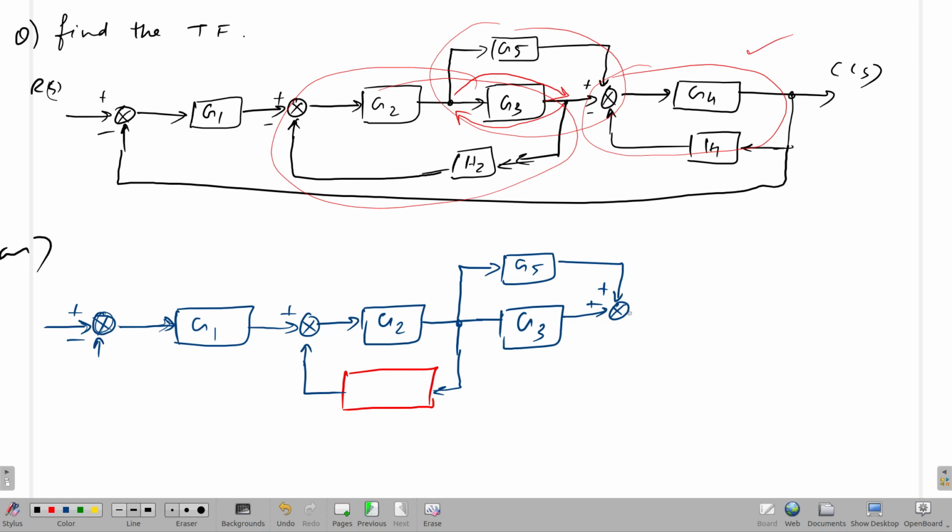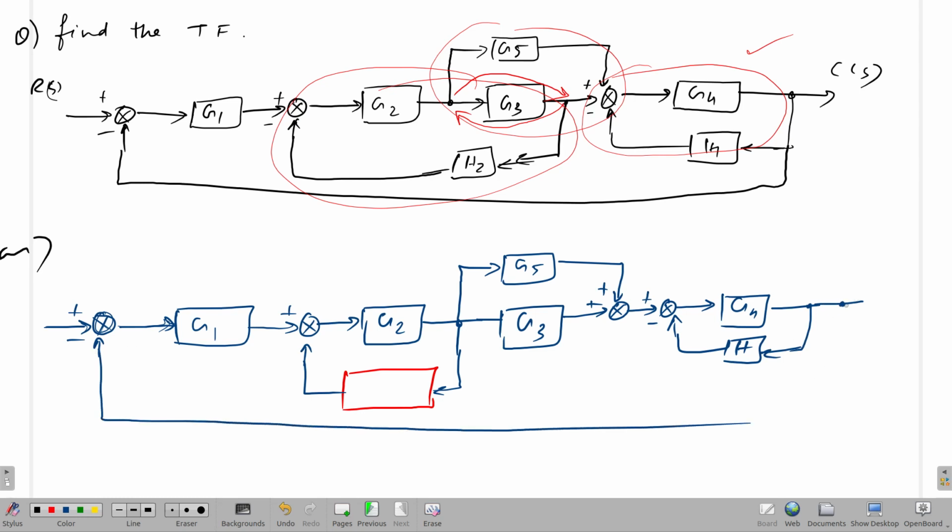You can split this. Okay, for the sake of convenience, for this question, let's split it. You don't have to because you can identify G4 and H. And finally, you have a feedback. Okay, let me split that too. Okay, so this is your C of S, this is your R of S.